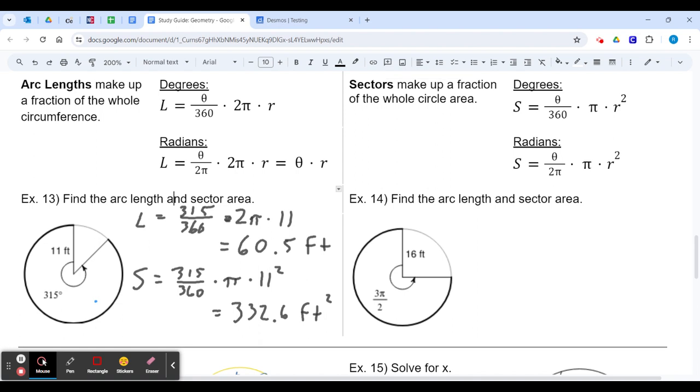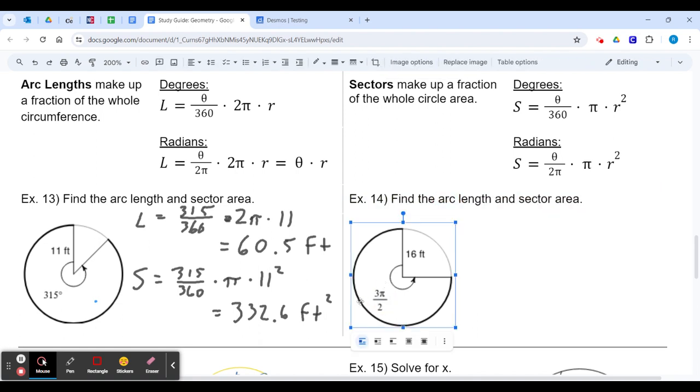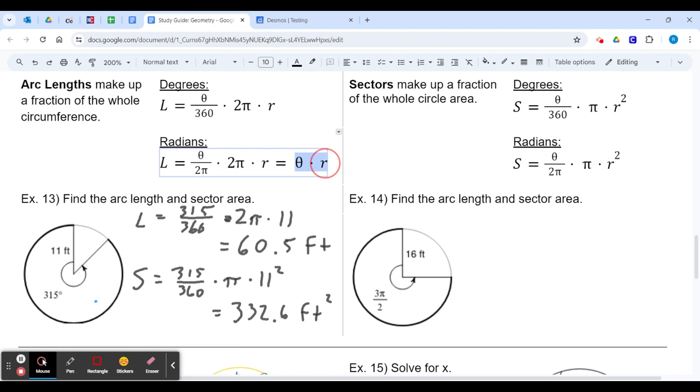Okay, we can repeat that for example 14, except this one, notice how our angle measure is in radians. It's 3 pi over 2. So for arc length, I recommend using this simplified version of the formula. Notice how in the full version, the 2 pi here would get canceled out with this 2 pi. So all we're left over with is that theta times r, that angle times r.